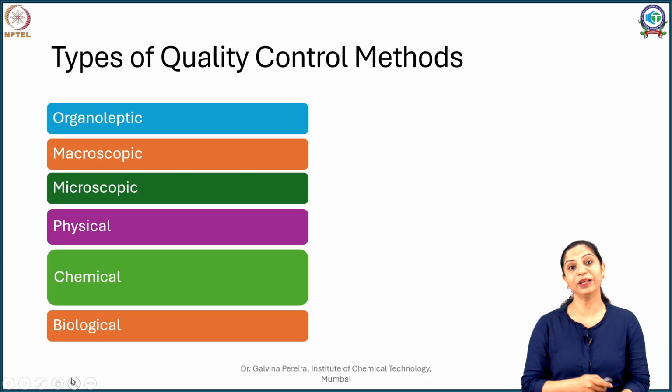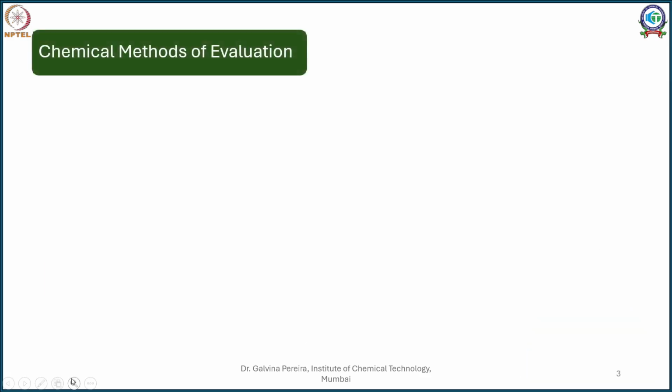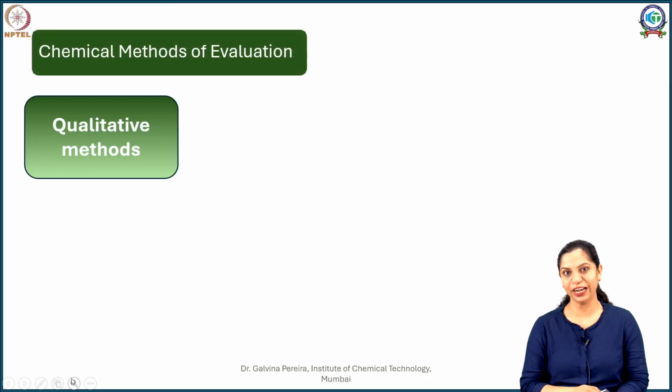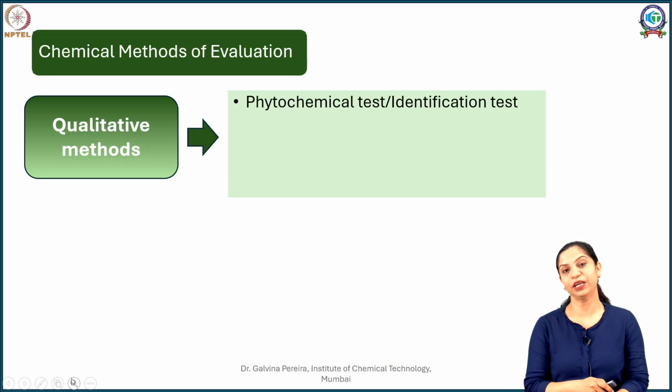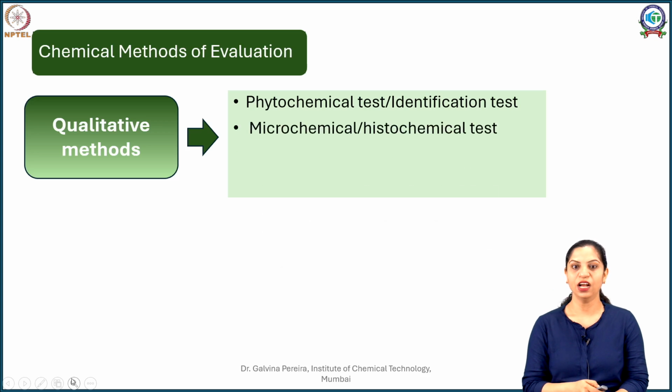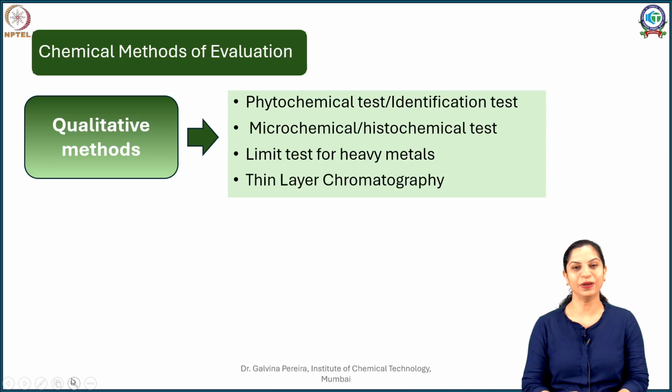When coming to chemical methods of evaluation, if you recollect, they were broadly classified into two categories, the qualitative methods as well as the quantitative methods. When we discussed the qualitative methods, we covered phytochemical tests, microchemical or histochemical evaluation, limit tests, as well as thin layer chromatography as a way of qualitative analysis to tell whether a particular compound is present or not, or whether a drug is genuine or not.